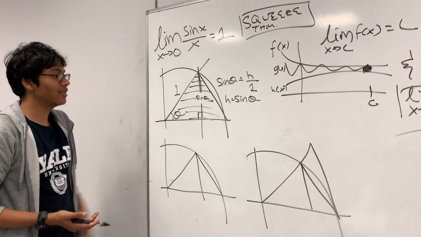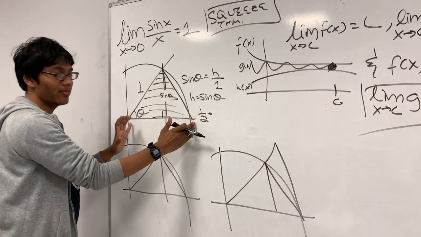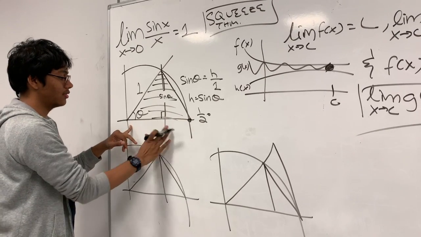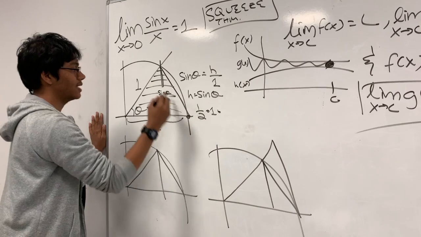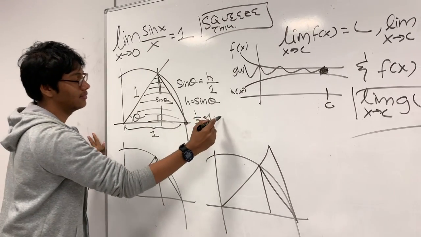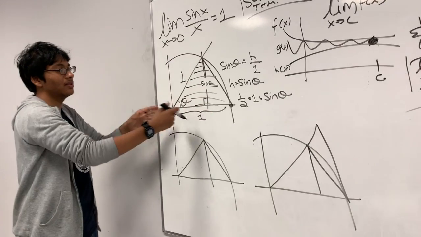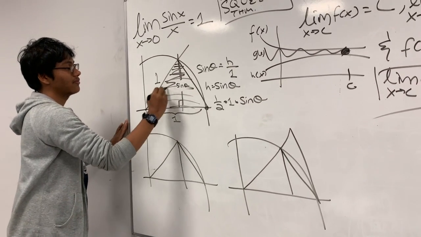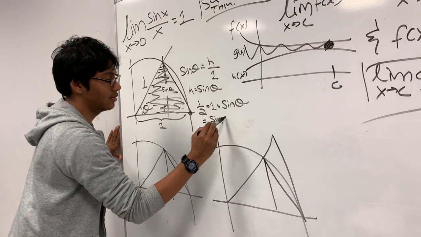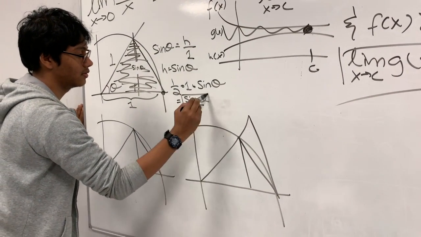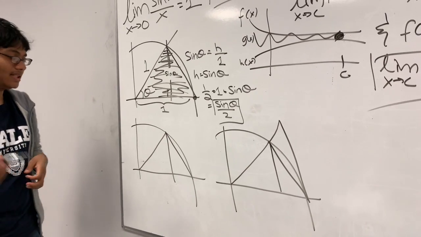So we already have the area of the first triangle. The area of a triangle is half base times height. Remember, this is a unit circle, so our base over here is going to be 1. We just found that the height is sine theta. So that means the area of this triangle, this shaded figure over here, is going to be sine theta over 2. Okay, nice.